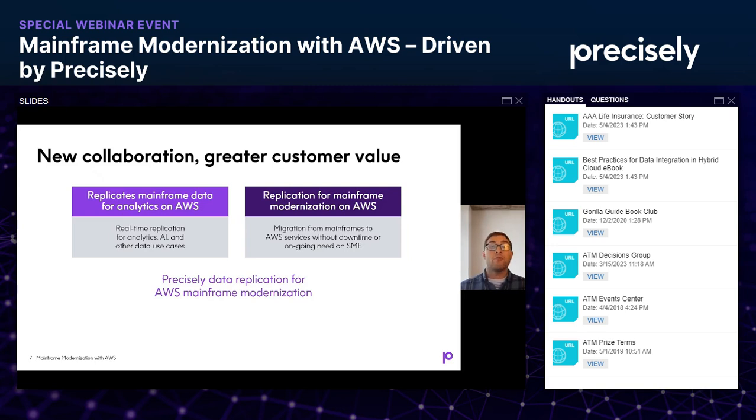Precisely and AWS will be able to help you better engage in these use cases and better meet your needs ahead of schedule to help drive competitive advantage, deliver on your market competition or surpass them, and really recognize everything that goes along with this mainframe modernization.